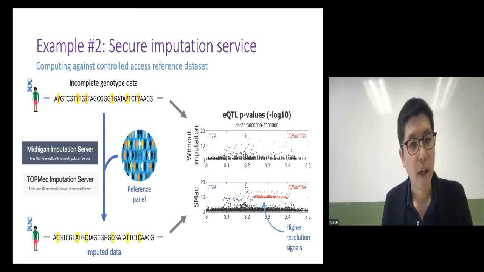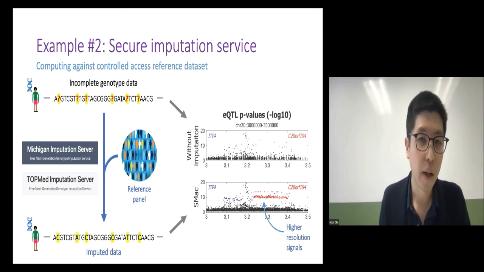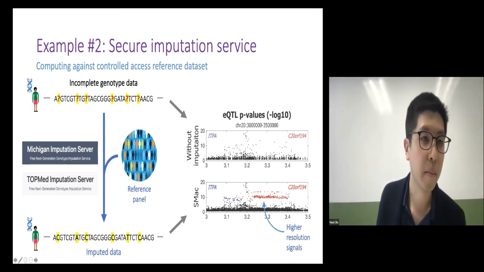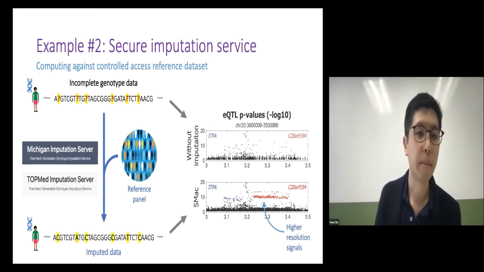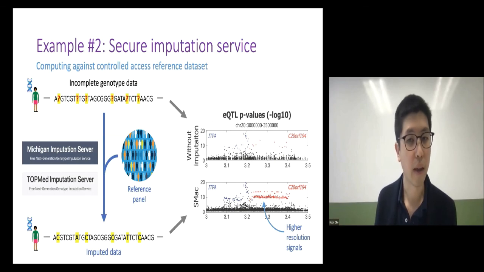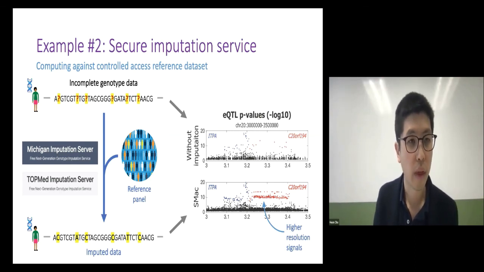The second example I want to share with you is about secure imputation service. As you know, genotype imputation is a standard tool for enhancing the quality of genotyping data by predicting missing SNPs in the data based on a large reference panel. There are public imputation servers that allow users to submit their data to be imputed against a large reference panel privately held by the server. In this work, we asked whether we could provide a similar workflow with stronger security properties where the user doesn't need to trust the server to keep their data safe.